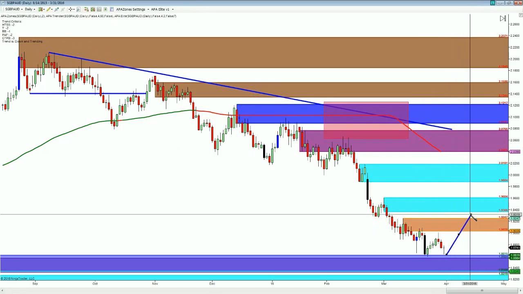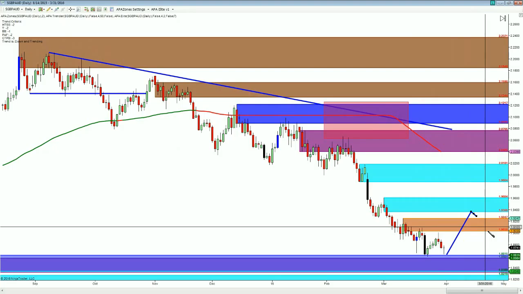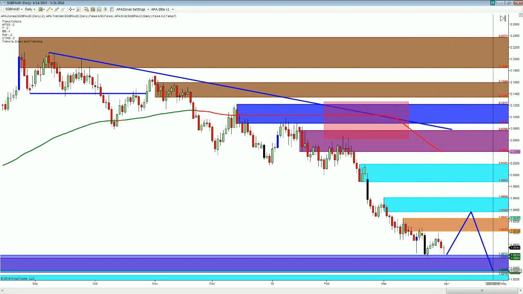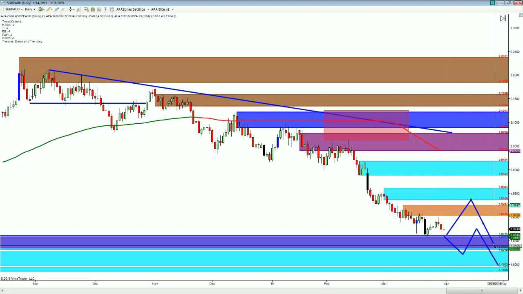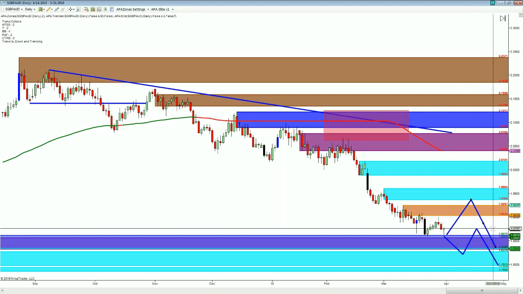So I could see something like this happening and making a new low. And then I could also see something like this happening and make a new low. Right, this is to the downside. This is assuming that the trend is going to continue. We'll just see how that forms.